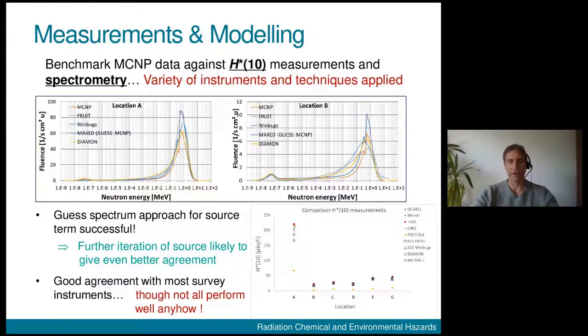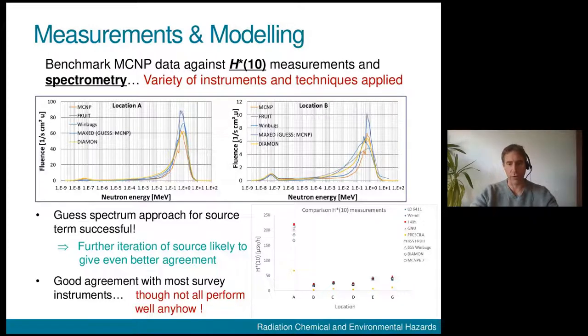So we used a range of neutron survey instruments at the various different locations in order to come up with an estimate in the H*10. And we were able to then compare that with the H*10 calculated by the Monte Carlo model. And we get a mixed set of results. So we see at locations B, C, D, E, and G, Monte Carlo and measurements agree well in many cases, but actually not all the survey instruments are agreeing well.